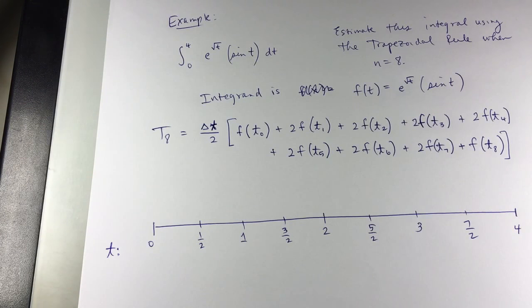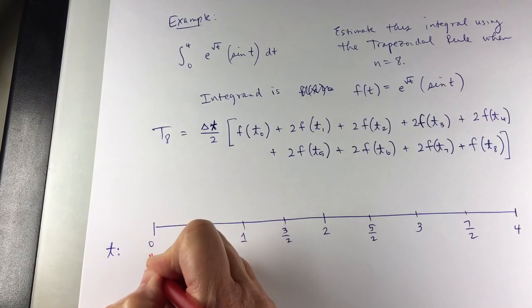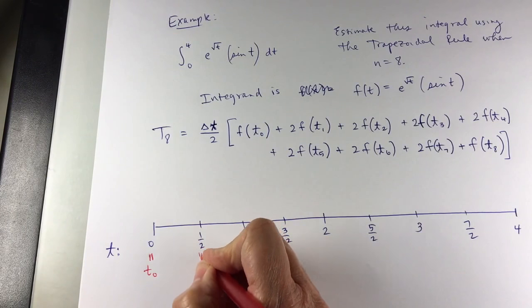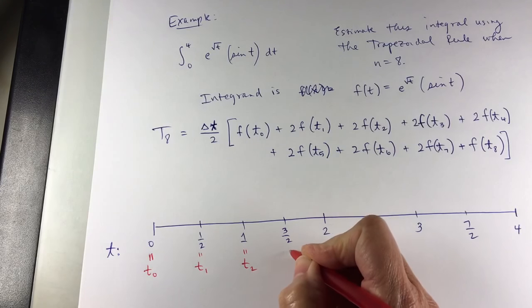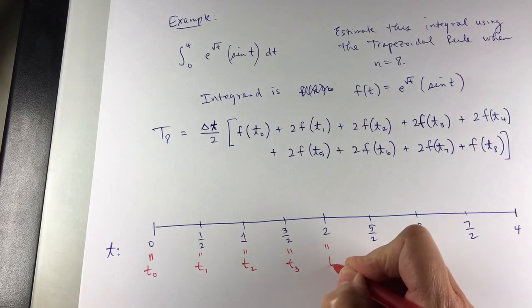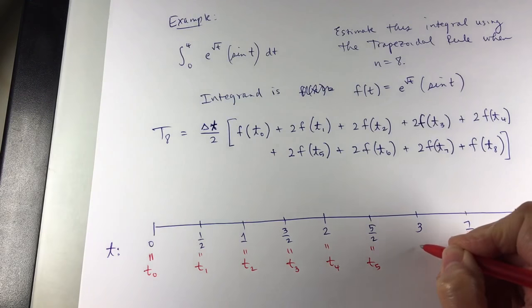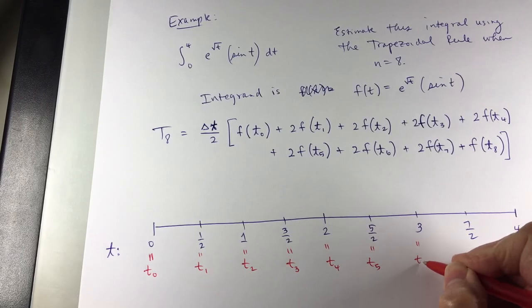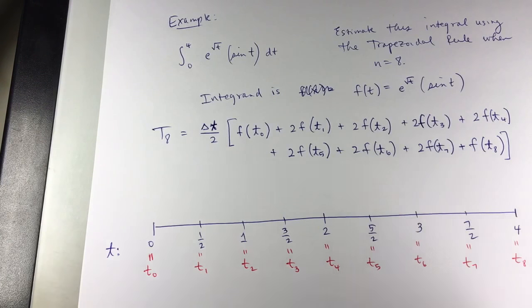And in fact, 0, that is t sub 0. 1/2 is t sub 1. 1 is t sub 2. 3/2 is t sub 3. 2 is t sub 4. 5/2 is t sub 5. 3 is t sub 6. 7/2 is t sub 7. 4 is t sub 8.